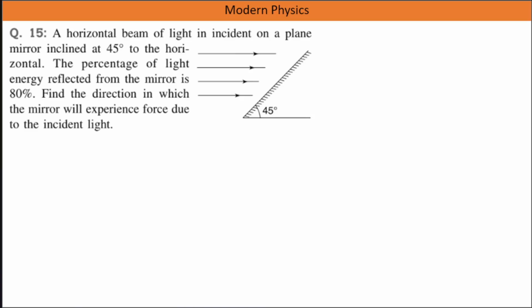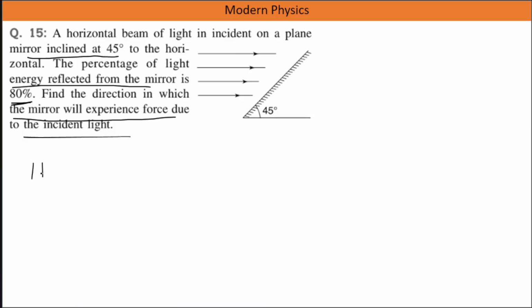Now let us solve one question based on this. So there is a horizontal beam of light that is incident on a plane mirror inclined at an angle of 45 degree. So it is like this. The percentage of light energy reflected from the mirror is 80%. Find the direction in which the mirror will experience force due to incident light. So 80% is getting reflected, 20% will get absorbed.